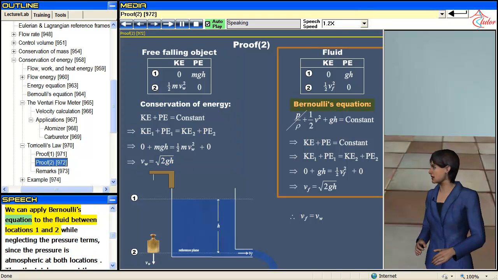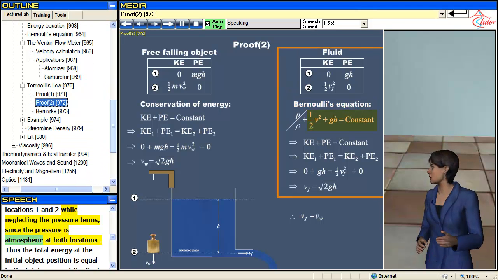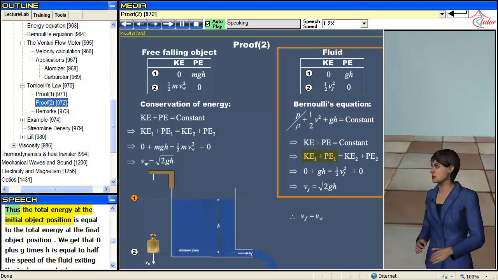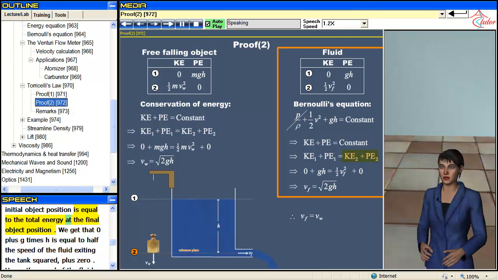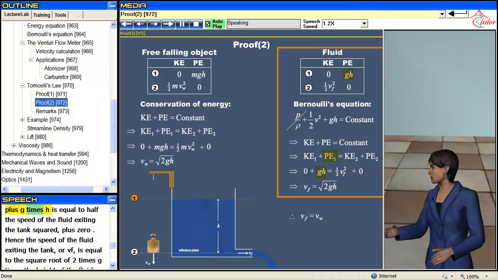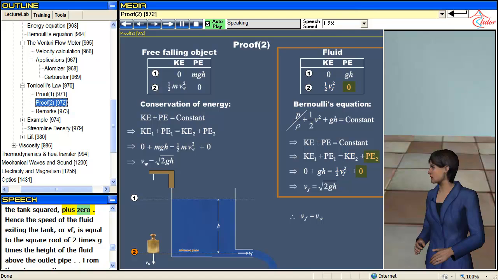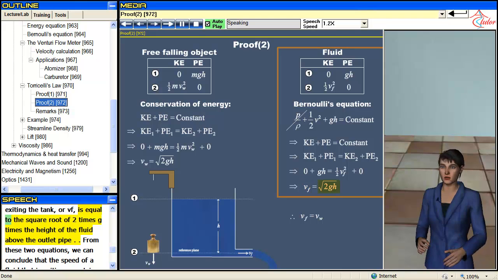We can apply Bernoulli's equation to the fluid between locations 1 and 2, while neglecting the pressure terms, since the pressure is atmospheric at both locations. Thus, the total energy at the initial position is equal to the total energy at the final position. We get that 0 plus g times h is equal to half the speed of the fluid exiting the tank squared, plus 0. Hence, the speed of the fluid exiting the tank, or Vf, is equal to the square root of 2 times g times the height of the fluid above the outlet pipe.